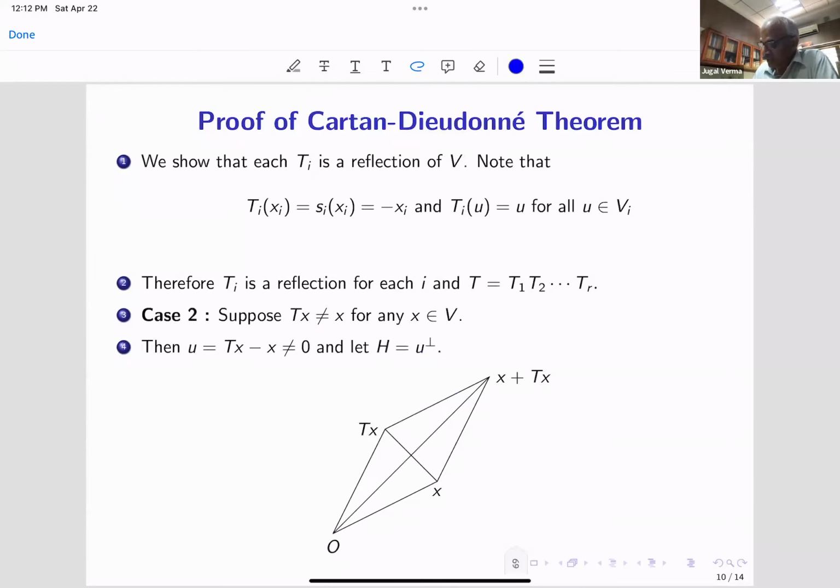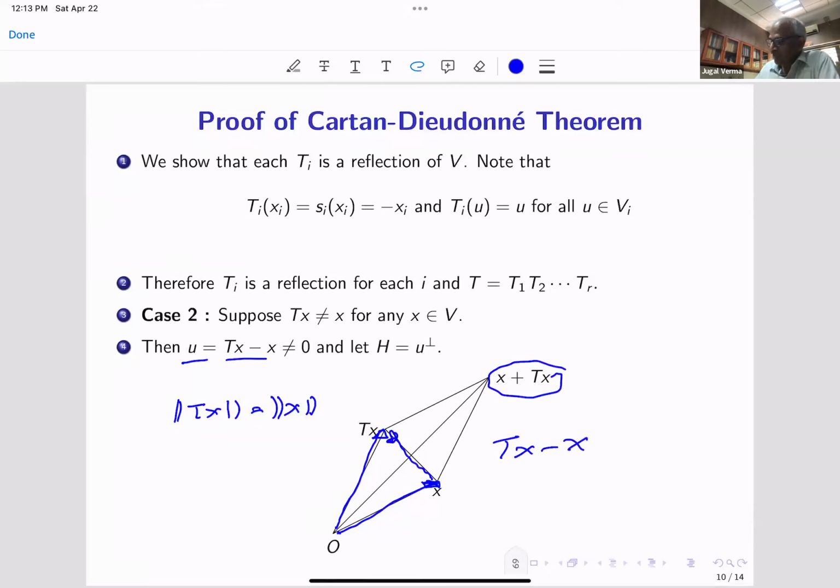So in this case, because Tx is not equal to x for any x, I can take u equal to Tx minus x. So here is my vector x, and here is my vector Tx. Now, these two vectors have equal length because T is an orthogonal map. The length of Tx is the same as the length of x. And x and Tx are different vectors of unit length. So plot these two vectors and then complete the parallelogram. If you complete the parallelogram, it is actually a rhombus because this length is equal to this length. And in a rhombus, we know this property of diagonals. This diagonal is x plus Tx, and this diagonal is Tx minus x. So in plane geometry, we know that x plus Tx is perpendicular to Tx minus x.